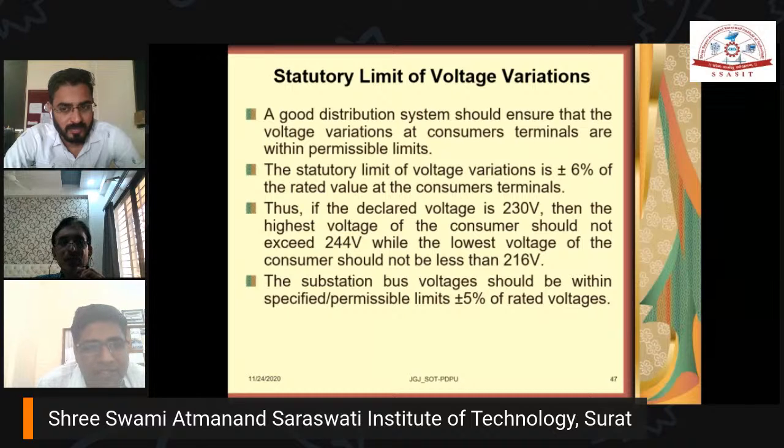Yes, sir. Actually we have to maintain the voltage within the limit. Now in case of AC, the frequency should be within the permissible limit, and the total harmonic distortion should be within the limit as per the standards, right? The harmonics should remain within the limit, and the variation in the voltage should be within the limit, right? So these are all the issues.